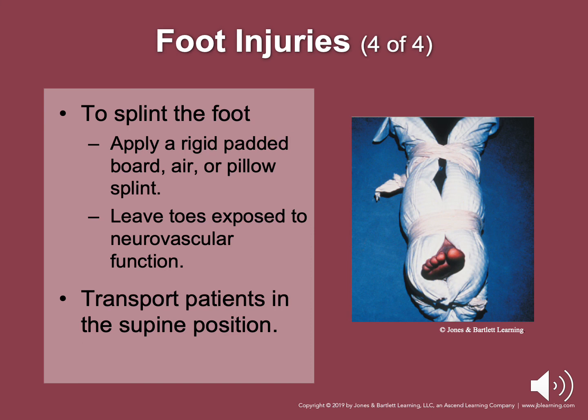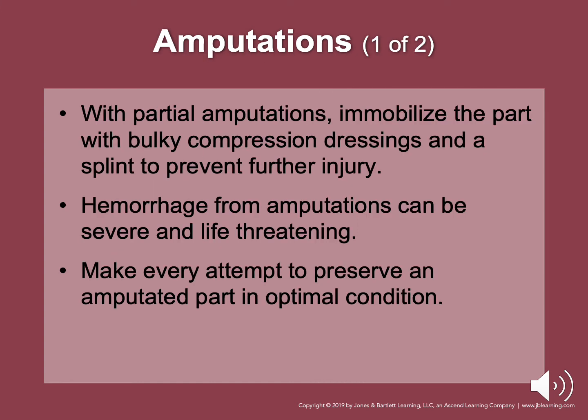Make every attempt to preserve an amputated part in optimal condition. With complete amputation, wrap the amputated part in a sterile dressing and place it in a plastic bag. Follow your local protocols regarding how to preserve amputated parts, and put the plastic bag in a cooler container filled with ice. Float the bag containing the wrapped part on a bed of ice water and do not pack it in ice. Keep the part cool without allowing it to freeze or develop frostbite. Do not attempt to warm the amputated part and do not place the amputated part in water.